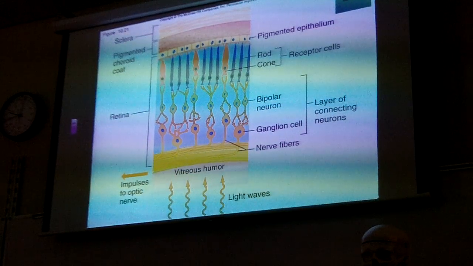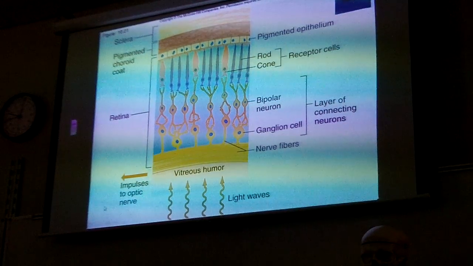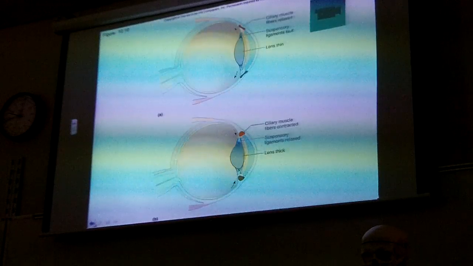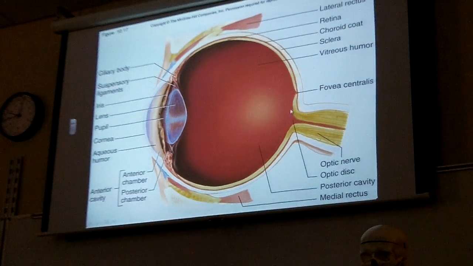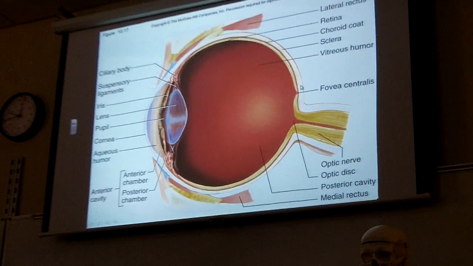Now let's talk more about the rods and cones. The cones are mostly located at this area of the eye. It's called the fovea centralis. And it's at the location where if you're looking right at something, it's focused, the light is being focused on the fovea centralis.